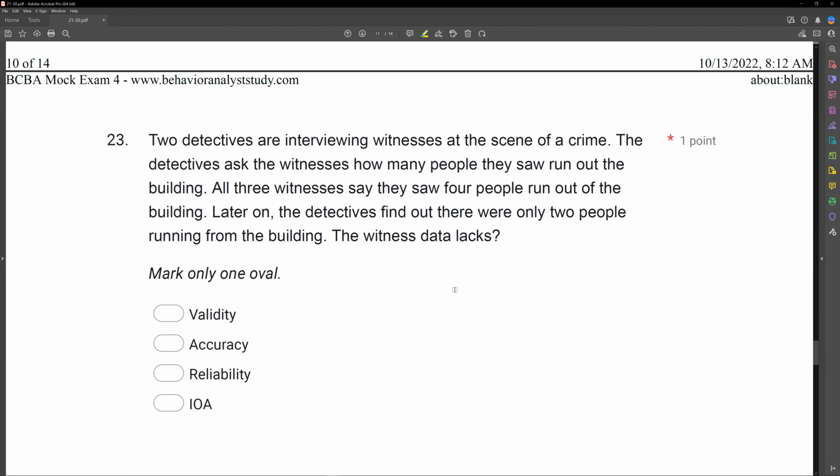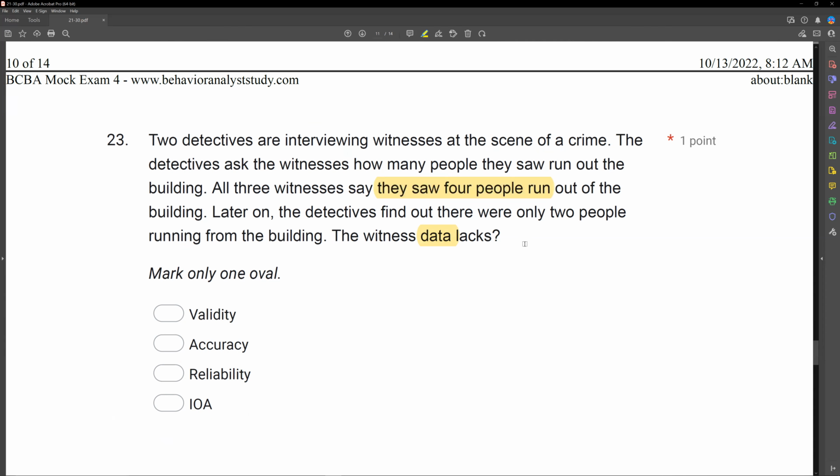Witness data lacks what? So when we talk about data, we want our data to be valid, accurate, reliable, and then we want to have inter-observer agreement. Inter-observer agreement is, let's say one of the witnesses agrees with the data from the other witnesses. So if you have multiple technicians on your team, you want all their data to look the same. And then when you go in and take the data, your data matches theirs. That is inter-observer agreement. So we have inter-observer agreement, right? Because they all saw four people run out.